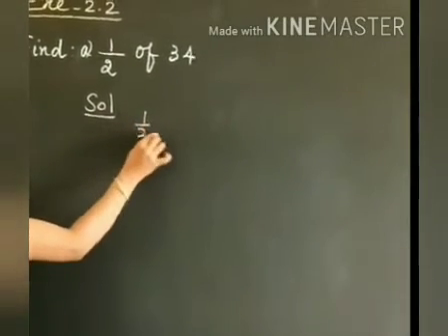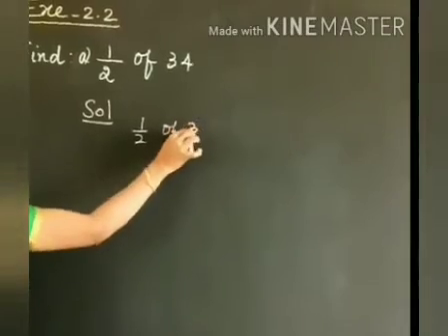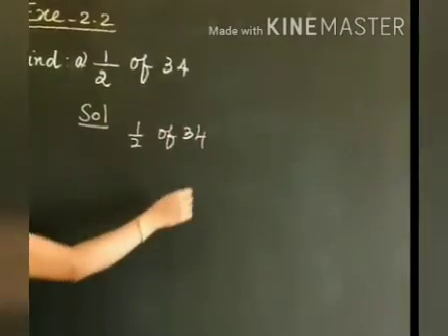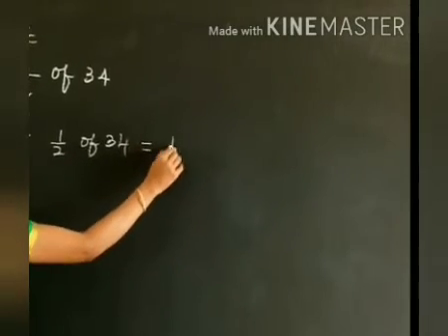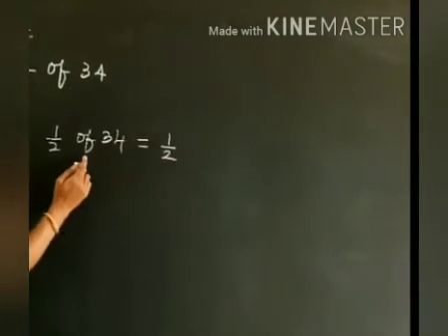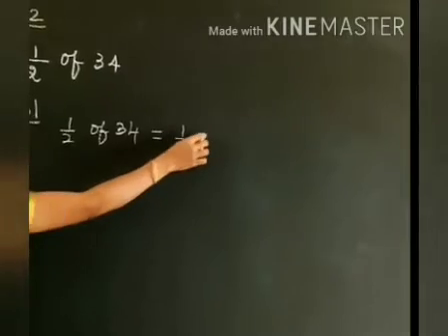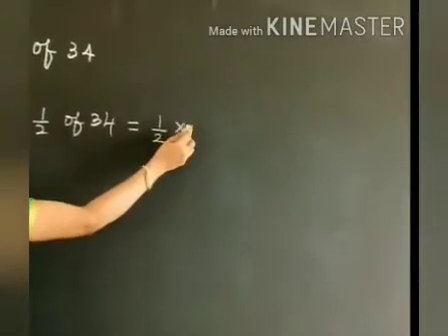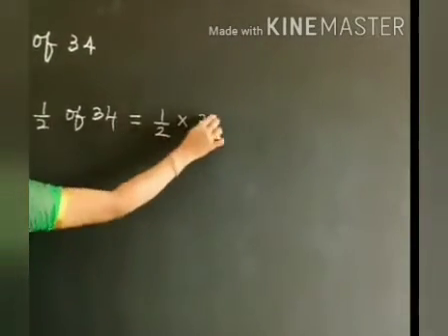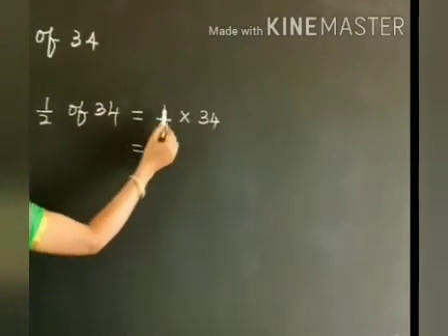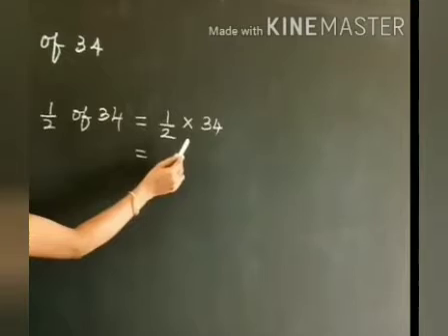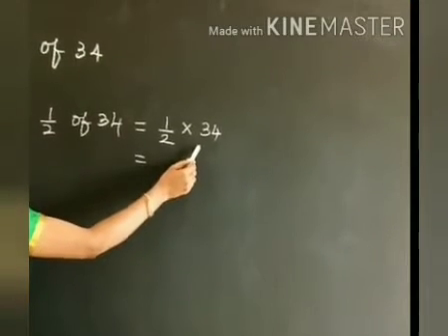1 by 2 of 34, which is equal to 1 by 2. This "of" represents multiplication, so you have to put the multiplication symbol, and then the number is 34. This is a whole number and this is the fraction. What is the type? It comes under the first type.